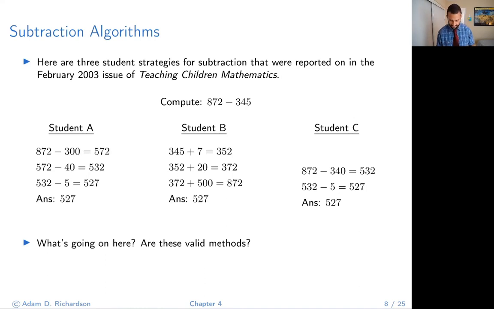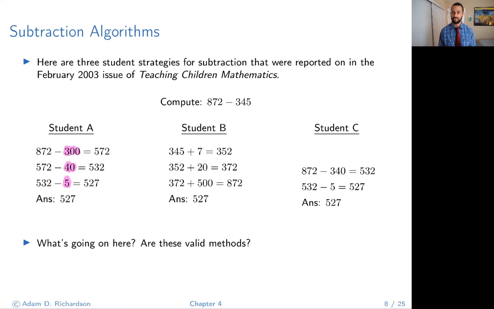Okay, and now let's talk together. So let's see. What's going on here? Okay, so student A, I see what's going on with student A. It looks like student A is again thinking about our numeration system and thinking about place value, and they're subtracting away the hundreds first to get 572. Then they're subtracting away the tens to get 532, and then they're subtracting away the ones, I should say, to get 527. Is that valid?